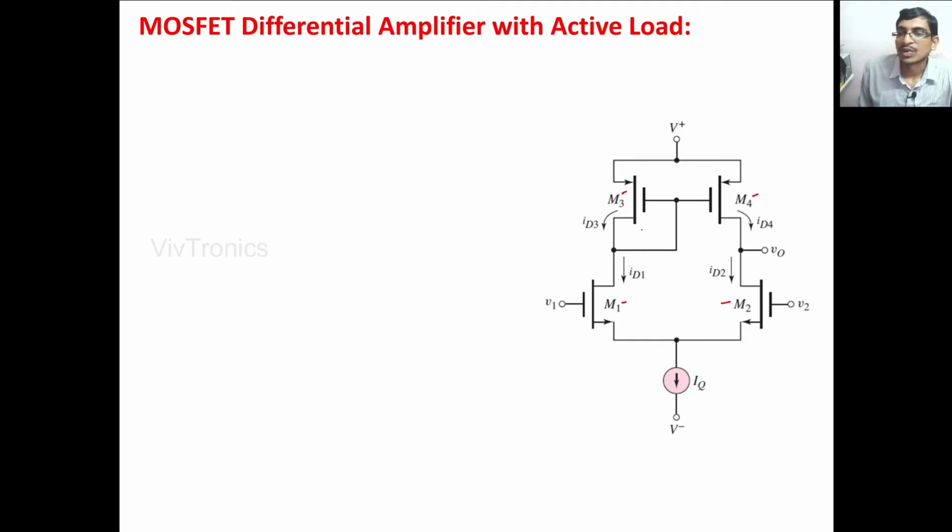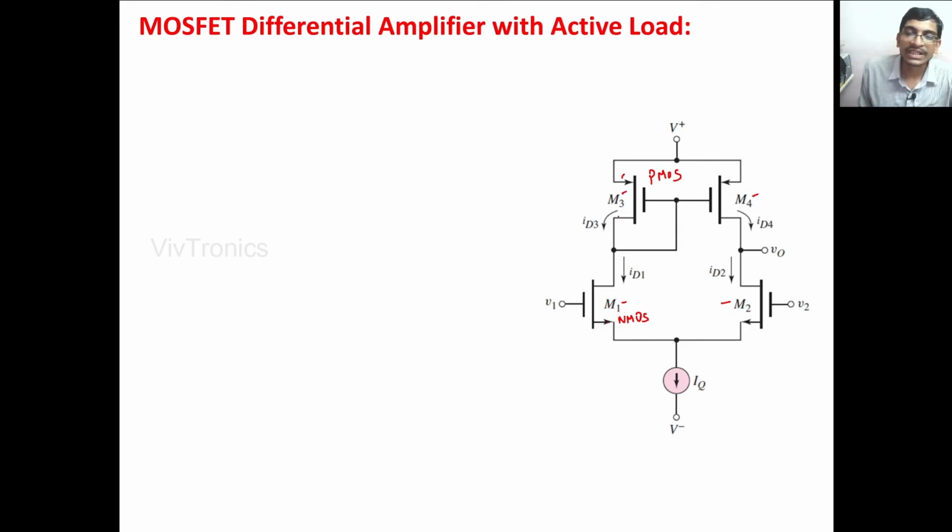Here we can observe one thing. M1 and M2 are the NMOS transistors and M3 and M4 are the PMOS transistors. The direction of the arrow mark on the source indicates that. Here M1 and M3 form one CMOS circuit, because the combination of NMOS and PMOS is called CMOS, complementary metal oxide semiconductor.